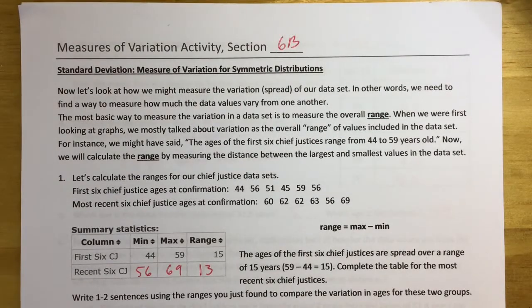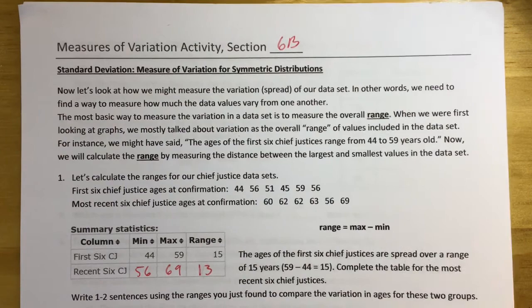Section 6B is going to continue our discussion on the distribution of data. In 6A, you were introduced to the big three: the shape, the center, and the spread. But most of that section focused on the center, and by that I mean the mean, the median, and the mode. This set of notes is going to focus on the spread of the data, also called the variation.